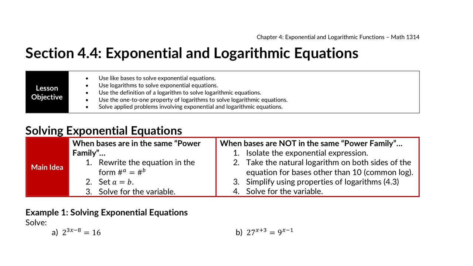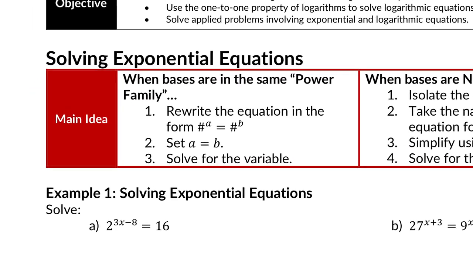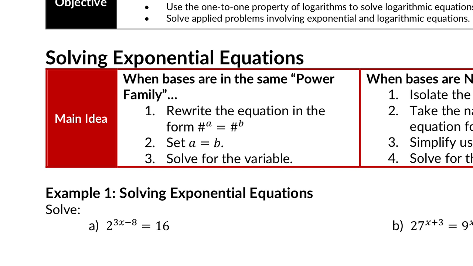which means we're looking at equations where the variable is in the exponent. There are two cases that we can see when we are solving exponential equations. The first one is when you notice that the bases are in the same power family. If they are, we're going to rewrite the equation so that the bases are exactly the same. So you'd have like 7 to some power equal to 7 to another power. And if that's the case, then you can just take the powers themselves and set them equal to each other.